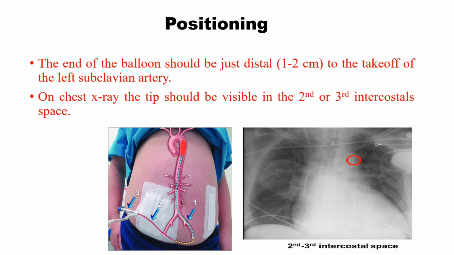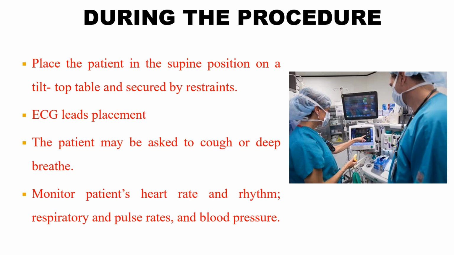The position should be confirmed by fluoroscopy or chest X-ray. On the chest X-ray, the tip should be visible in the second and third intercostal space. Place the patient in the supine position on the tilt-to-top table and secure with restraints. ECG leads are to be placed for continuous monitoring. The patient may be asked to cough or breathe deeply, and we monitor the patient's heart rate and rhythm, respiratory and pulse rates, and blood pressure frequently during the procedure.